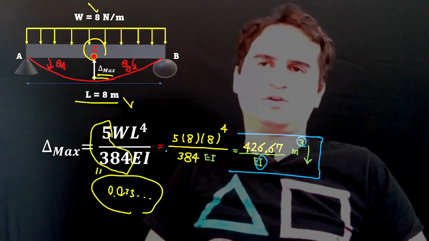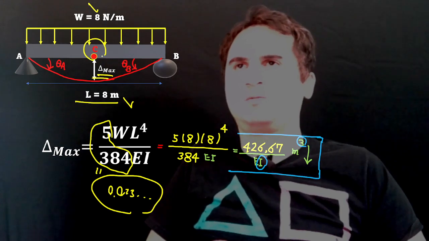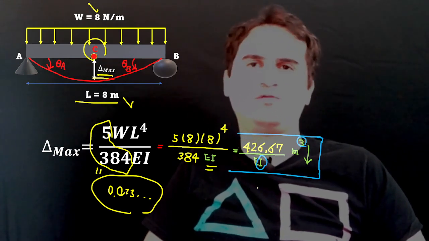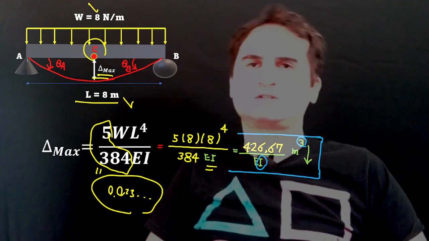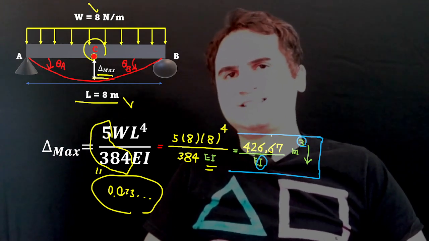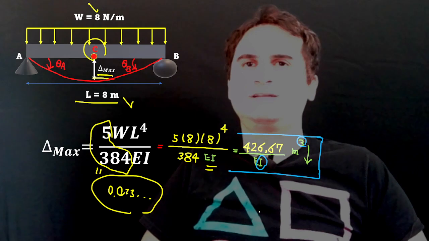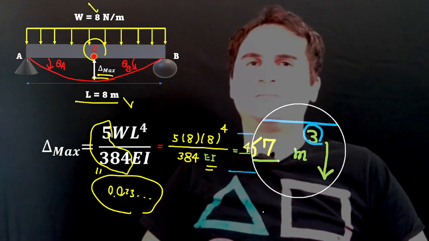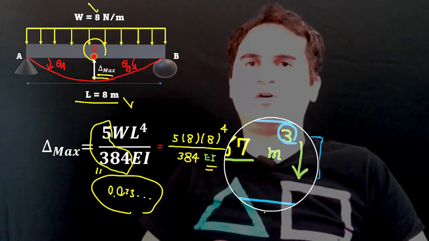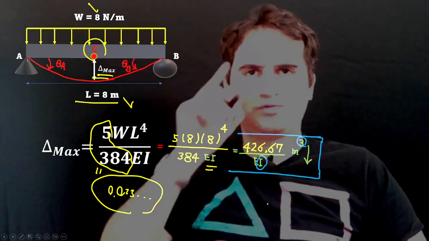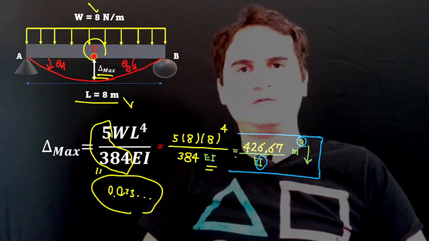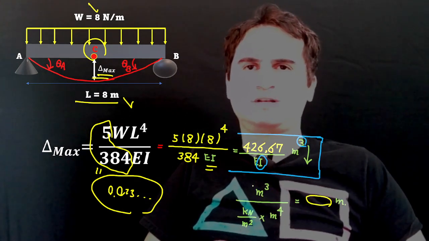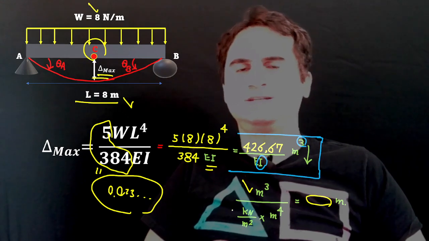They are identical to each other. Then 5 times W is 8, length is 8 to the fourth over 384. EI is not provided, so it just gives us 426.67 meter cubed downward over EI. And if you want to know how the unit works, it just gives you newton meter cubed, directly from our calculation replaced in the numerator.